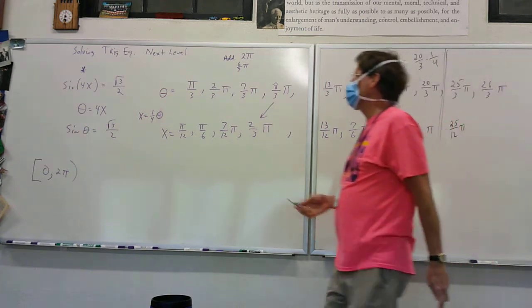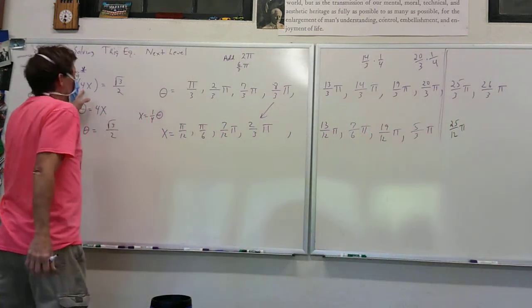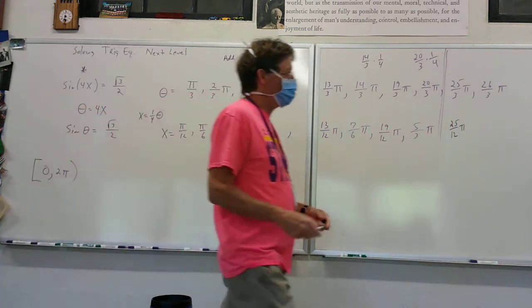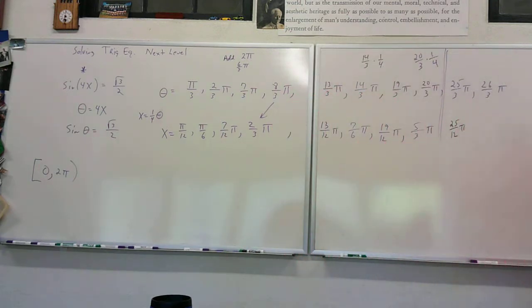So if there's a 4 there, you've got to go around the circle 4 times. If you go around it 5 times, it's not going to hurt you. You're just going to end up getting answers that are larger than what? 2 pi. Okay? If there's a 3 there, all you got to do is go around it 3 times. If you do go around it 4 times, you're going to get answers larger than 2 pi.